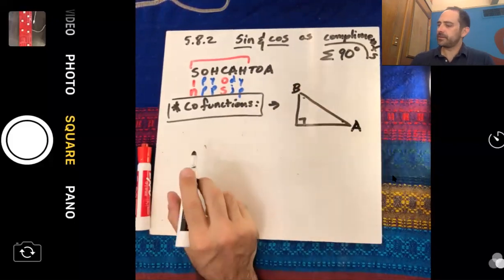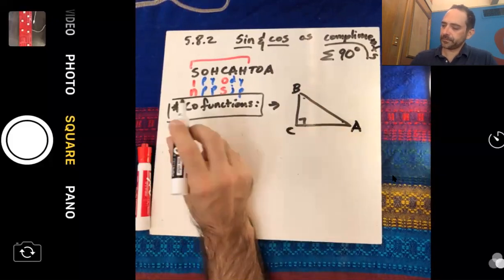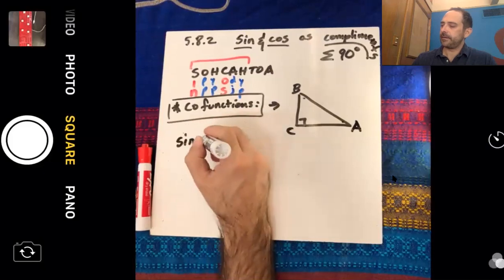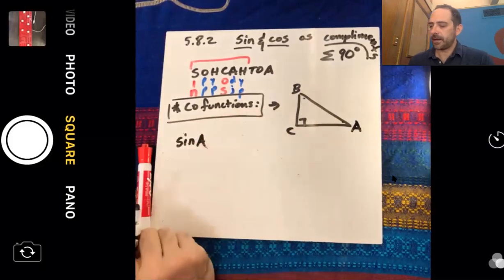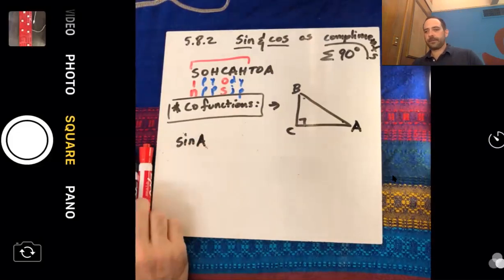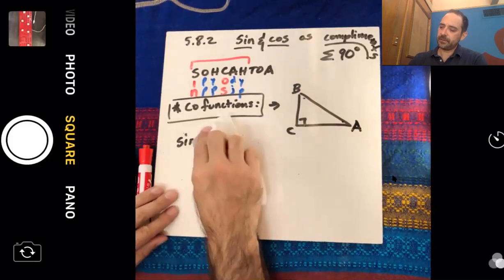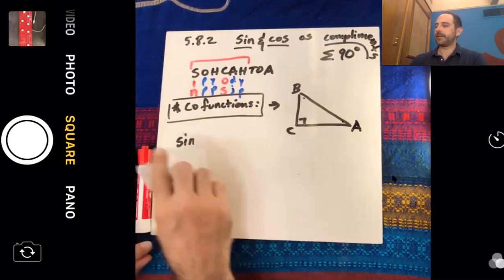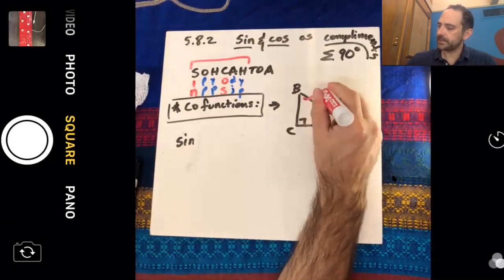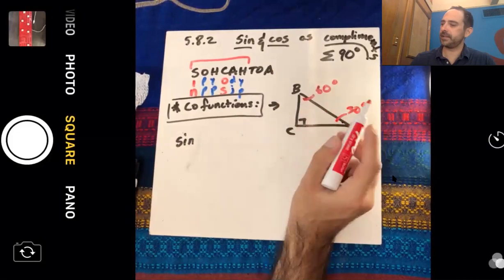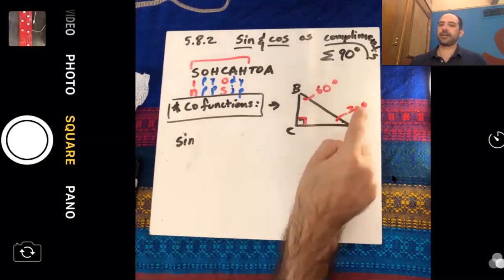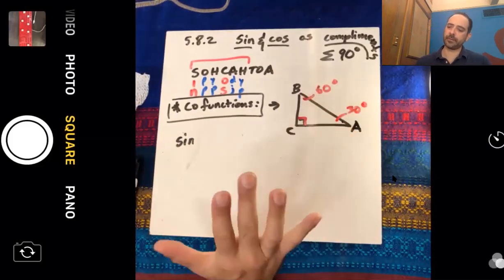When we have cofunctions, we know that if I were to look at the sine of A, let's make some actual values. So let's say this is 30 degrees. Let's say this is 60 degrees. And how do I know that those are 30 and 60? Well, this is 90, so they all have to add to 180. This is one of our special 30-60-90 triangles that we'll learn about later.